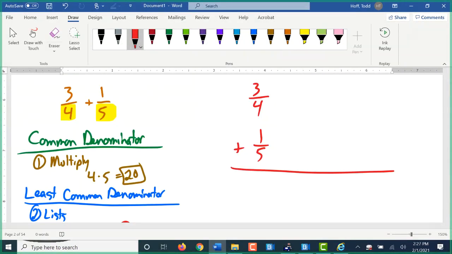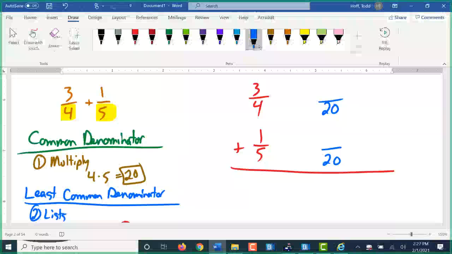To our 3/4 plus 1/5. Denominator is going to be 20. Now I add and subtract vertically. It's just the way it makes sense to me. So I'm going to set them up and let's change everything out here. What do we have to multiply 4 by to make it a 20? 5.